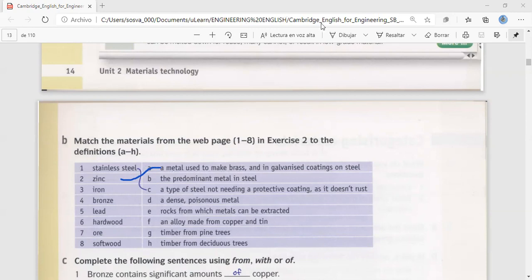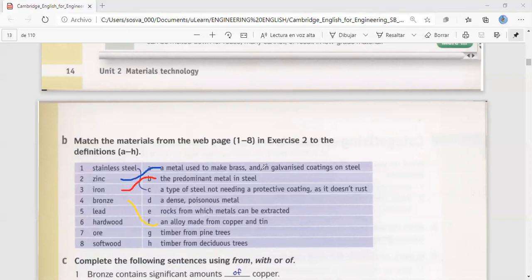Okay. So number 3 is iron. In this case it is the predominant metal in steel. What about bronze? What did we say? Bronze is an alloy made from copper and tin. An alloy made from copper and tin. Yes.